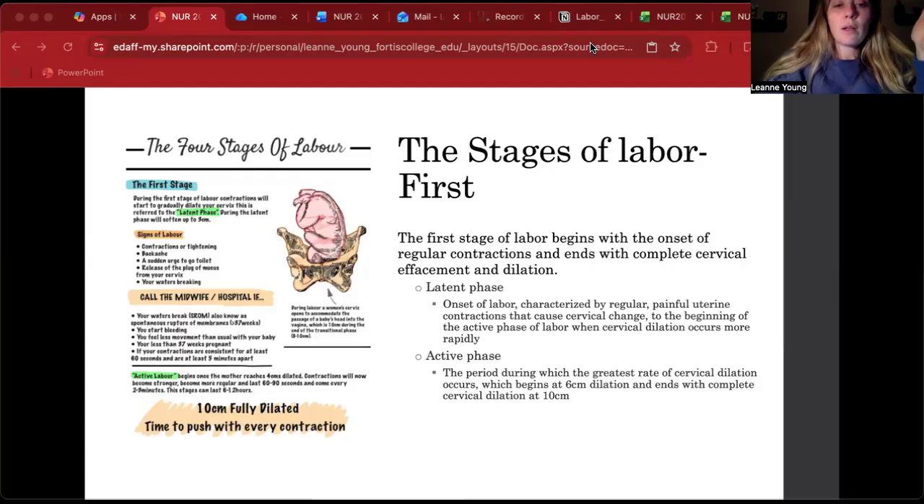The latent phase is the onset of labor characterized by regular painful uterine contractions that can cause cervical change. And then it lasts until the beginning of the active phase of labor when cervical dilation occurs more rapidly. We said that our active phase of labor typically begins at 6 centimeters dilation and ends with complete cervical dilation at 10 centimeters. Okay, I love these little pictures that are on here. So please refer to that whenever you're studying the material too.